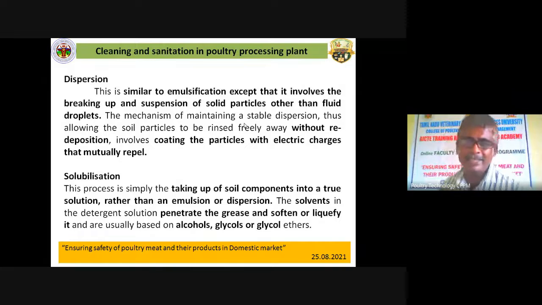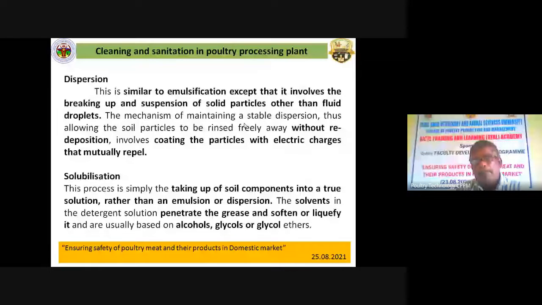In this case also we are using some electrically charged particles that go over the solid particles, so that the solid particles won't coalesce with each other. So these electric charges are of the same charge, so that once they have coated the solid particles, they repel each other, so they won't coalesce. So this is the principle behind dispersion.